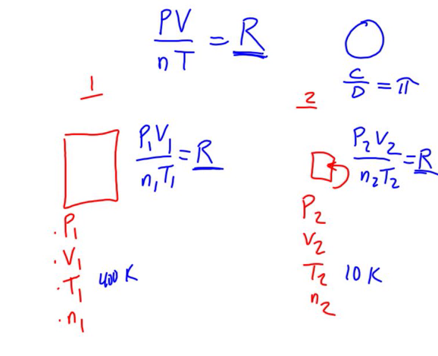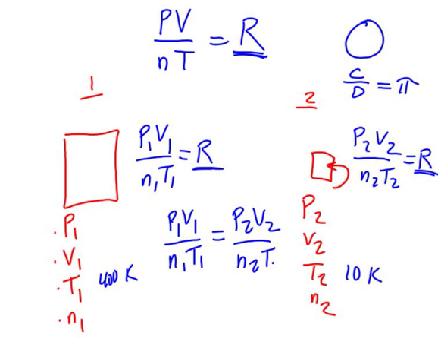So knowing that, we can actually set these equal to each other. We can say that P1 times V1 over N1 times T1 equals P2 times V2 over N2 times T2. So we can set the two gases, even though they're totally different gases, equal to each other. Now, this law, as it's written now, is not commonly used, because usually we use this law to describe a certain gas where we just change the conditions.